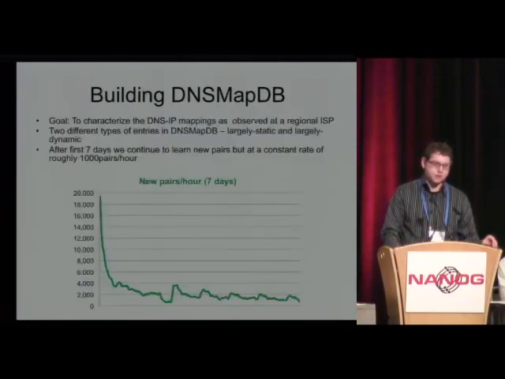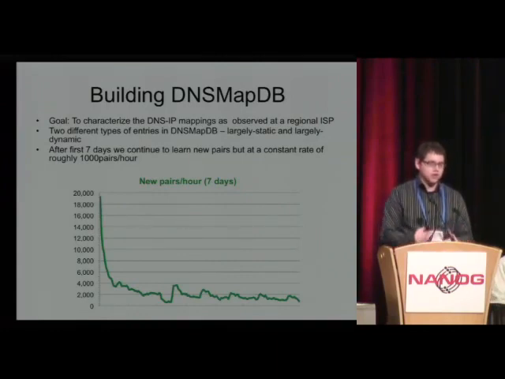So let's talk about the data itself. We wanted to characterize DNS to IP mappings as we observed them. There are two basic types of entries that we found: largely dynamic mappings, meaning things that change frequently or had many name IP mappings, and largely static name IP mappings that didn't change across the period of observation, which was 3 weeks. After the first 7 days, the rate of growth flattened out quite a bit, as you can see in the graph, and it approaches roughly constant. There's a small diurnal shift.